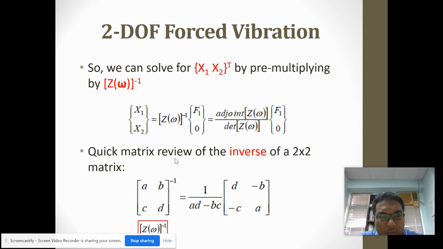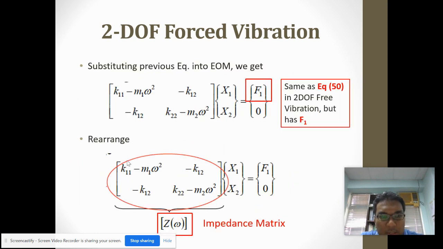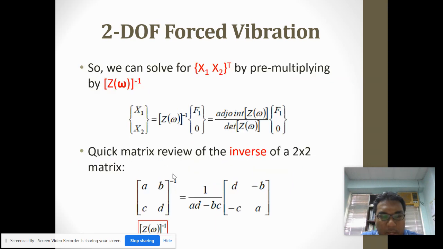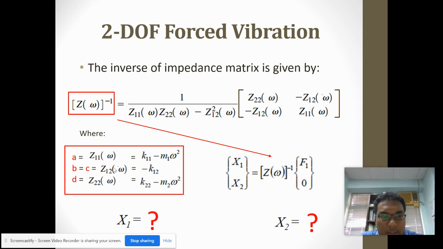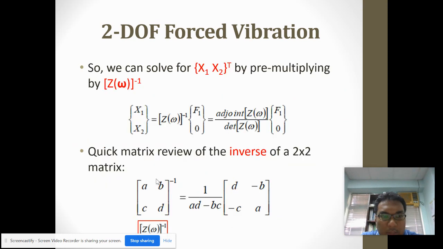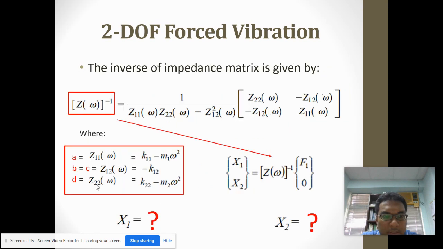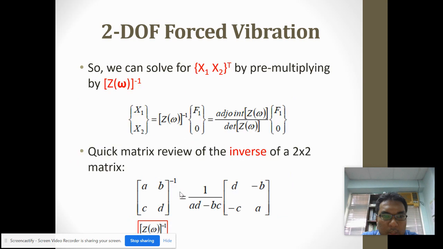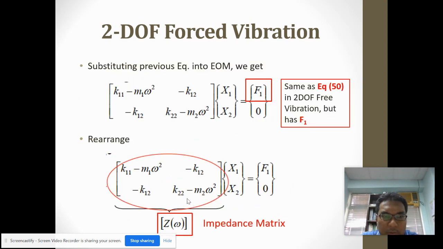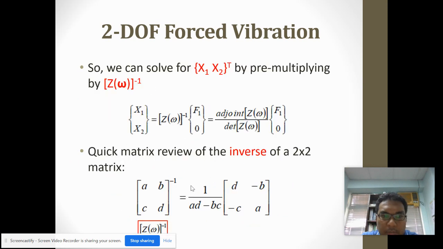Okay, when we refer back to this one, actually this is the z11 location. Okay, and then Z12 is minus K12, okay, minus K12. So this one Z12 minus K12, and finally Z22 is K22 minus M2 omega 2, okay. So this is the one for the Z22, okay.